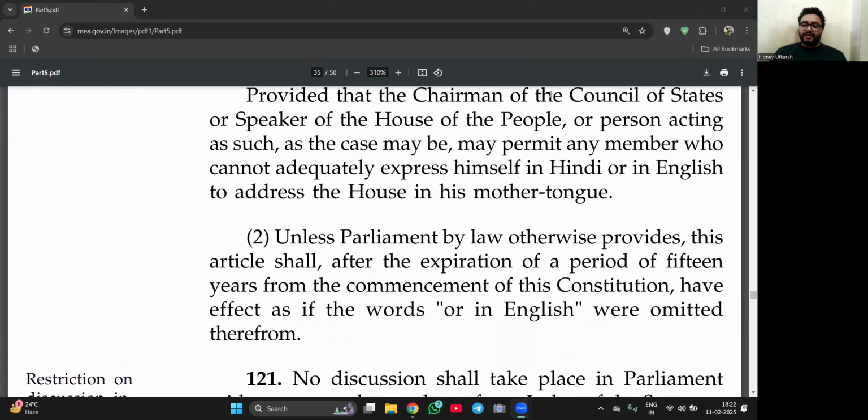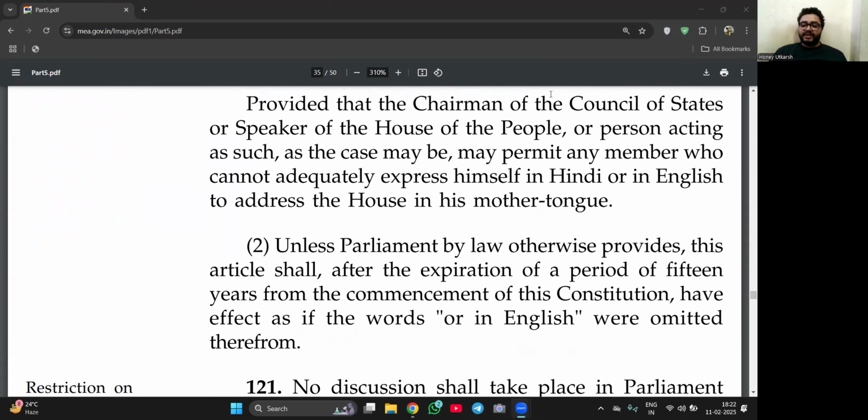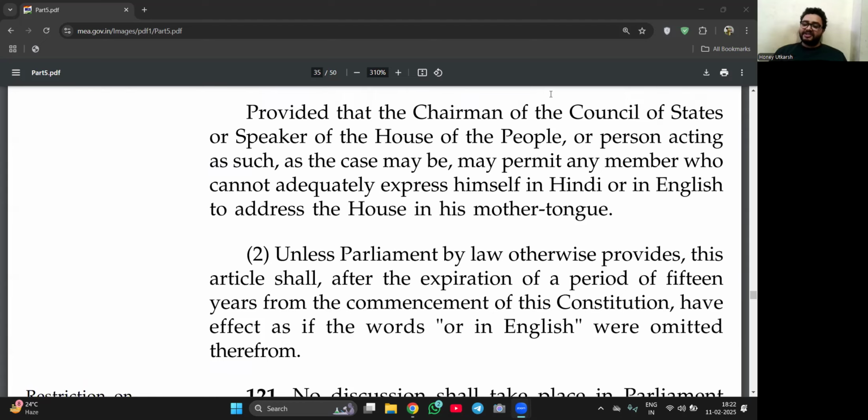Clause 2. Unless Parliament by law otherwise provides, this article shall, after the expiration of a period of 15 years from the commencement of the Constitution, have effect as if the words "or in English" were omitted therefrom. This has not been done till yet.